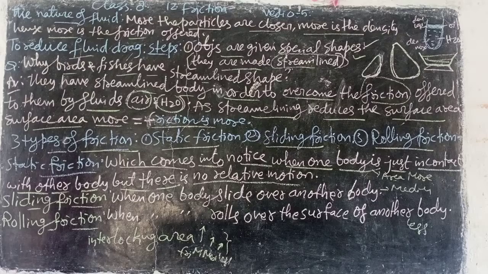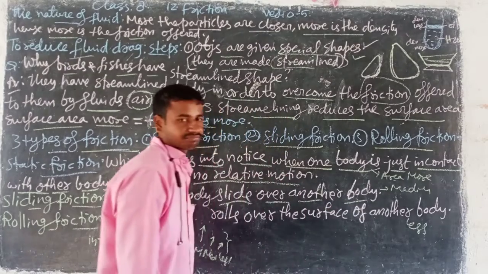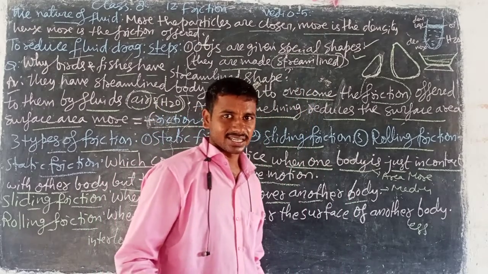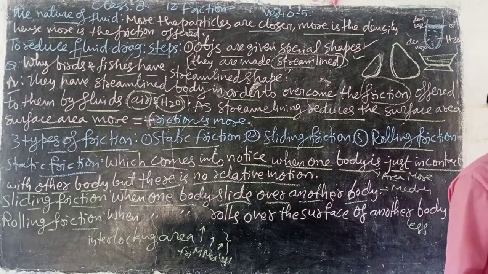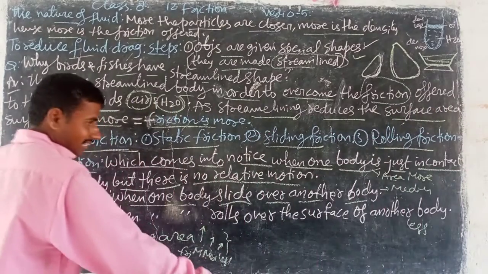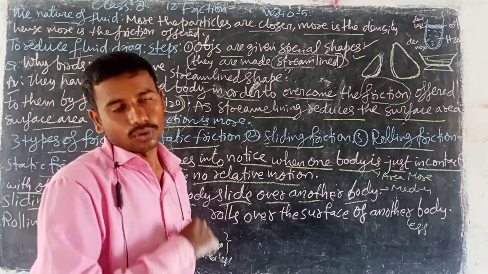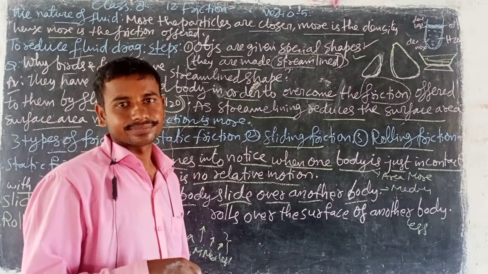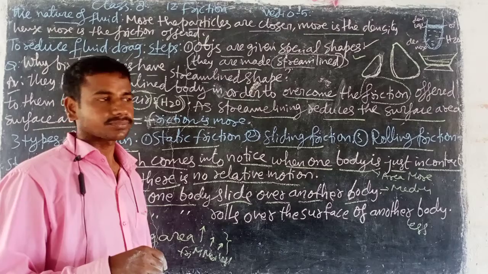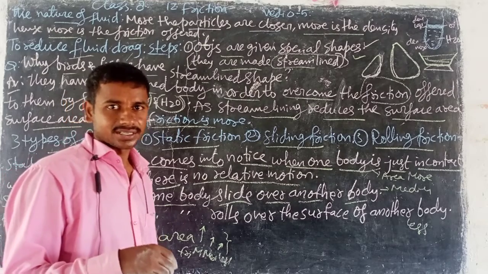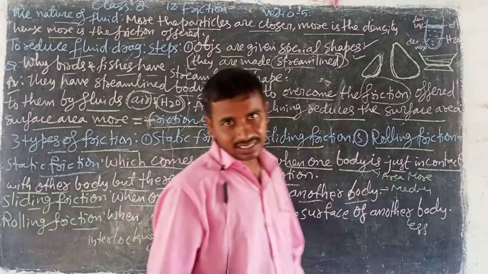And next, what is there? Sliding friction, when one body slides over another body. For example, small children drag their bags after putting them down on the floor. They are dragging their bags on the floor, I mean the bag slides on the floor. Bag sliding on the floor is called sliding friction. Are you understanding? Sliding friction in an aeroplane station or railway station: when persons are coming out from the stations, their bags are in sliding friction.